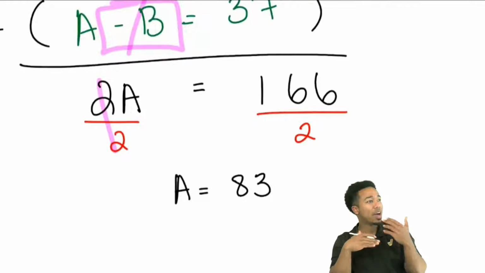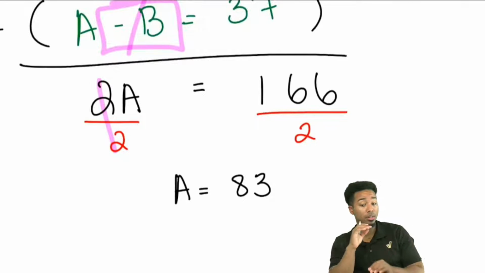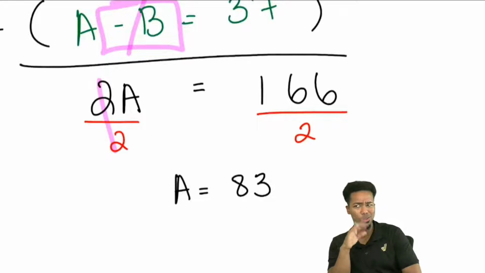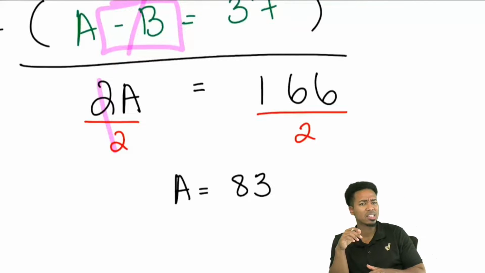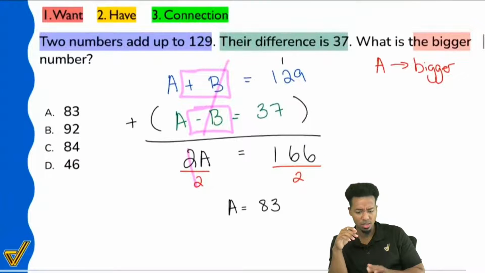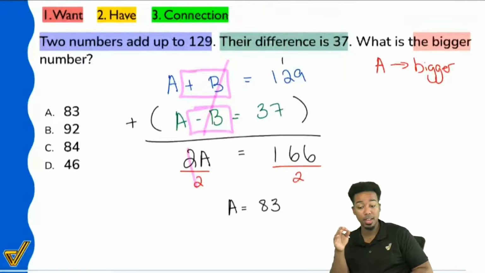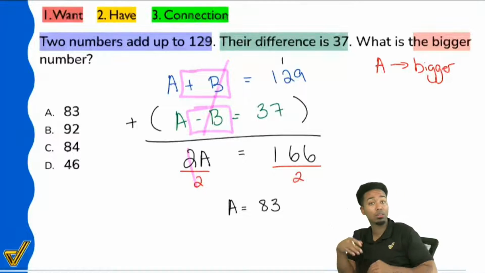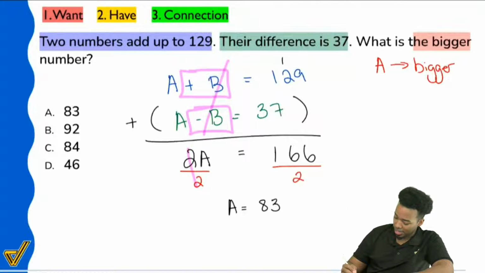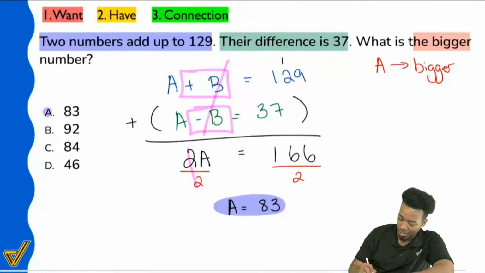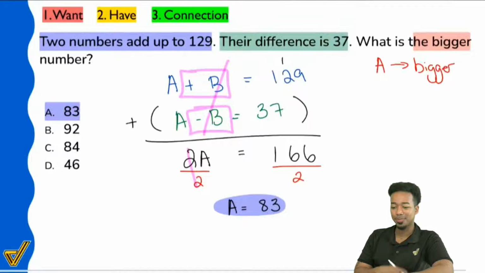Now, do we have to continue here, or are we done? Okay, we're done. Why are we done? Let's give a good reason why. Why should we not plug A back in to get B? Right, because we already said A is the bigger number. And because we're looking for the bigger number, we're good. So with that said, that's it. We're done. A is the answer.